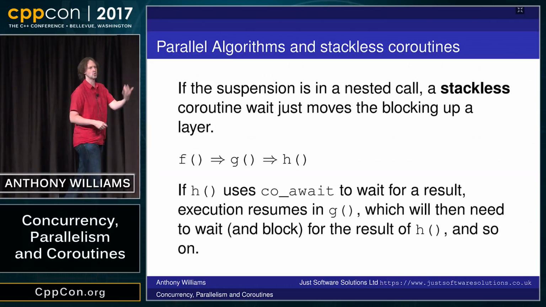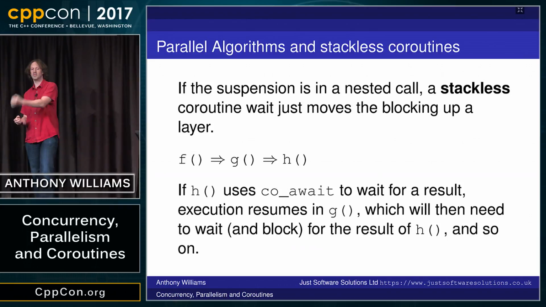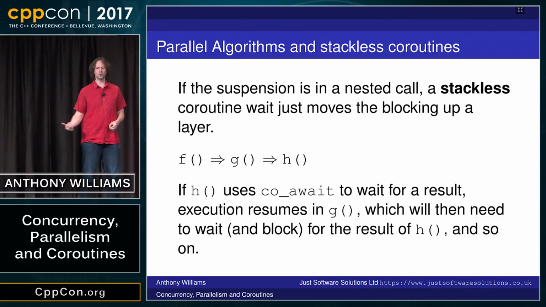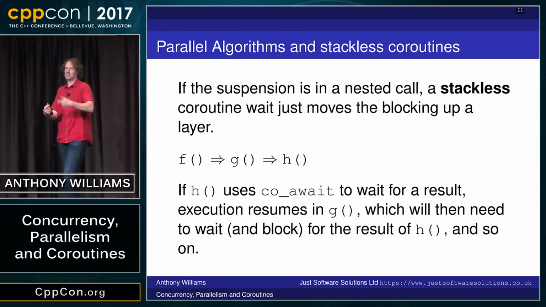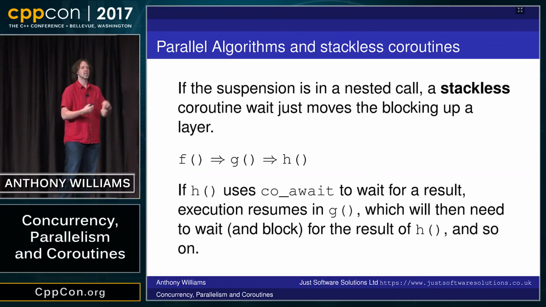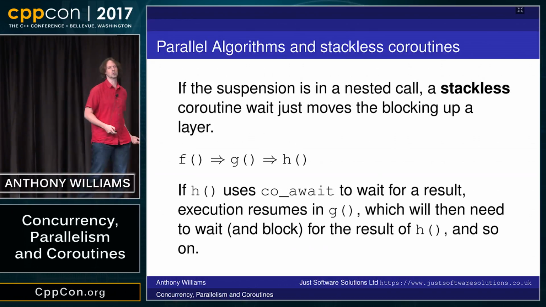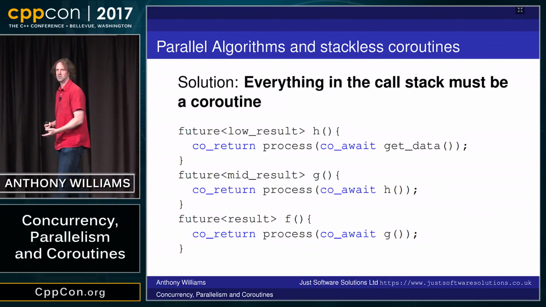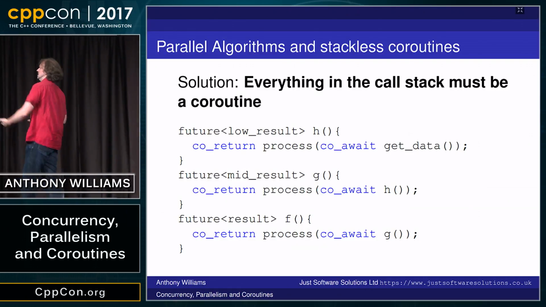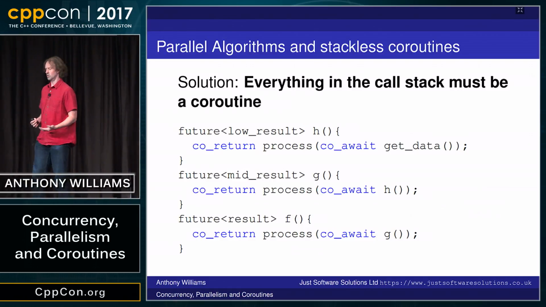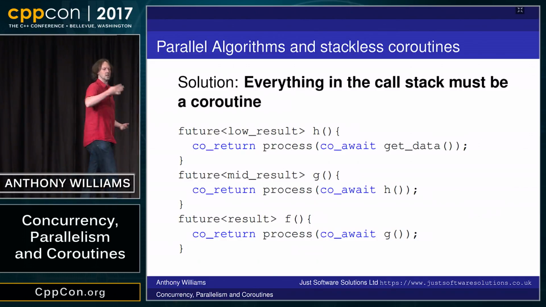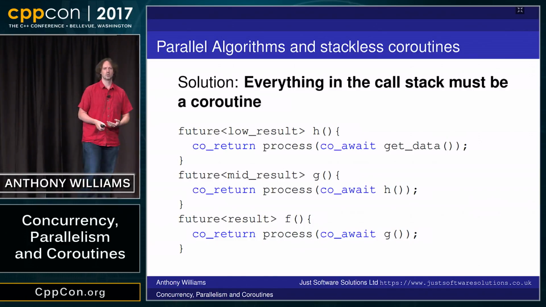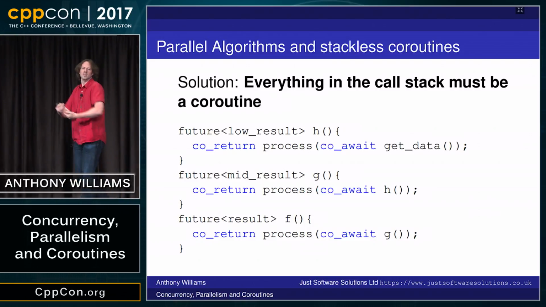So if F calls G, which calls H, then if H is a coroutine and uses co_await to wait for something, then that just resumes execution in G. But if that then needs the result of H, then it has to block, unless it's also a coroutine and can use co_await. And then likewise, all the way up the call stack. So if we make everything a coroutine, we're fine. We have H, which is our bottom-level thing, returns a future. The result we get from co_awaiting on something and processing it, and then we use co_return because we're trying to return a value through our future from a coroutine. And then likewise in G and F.